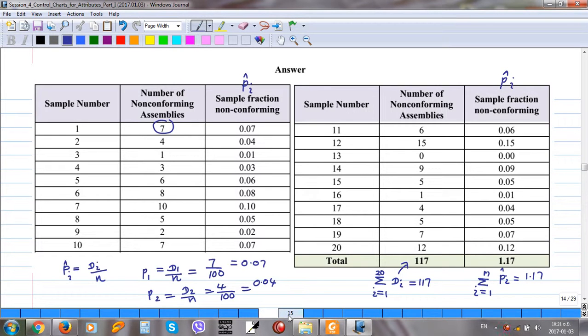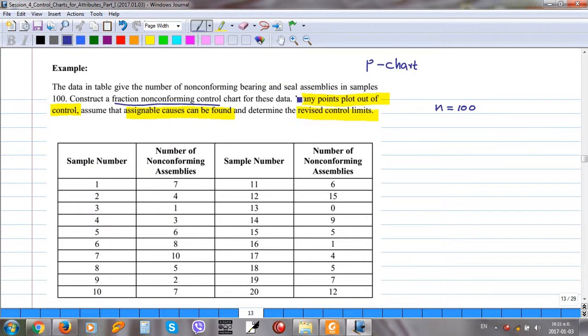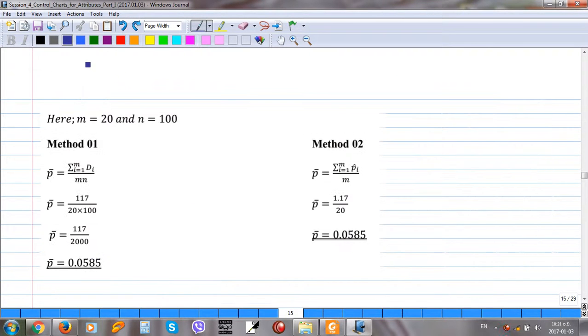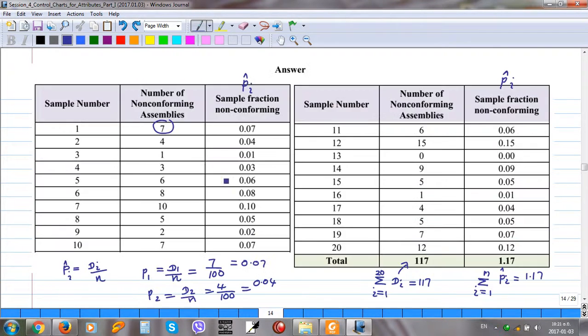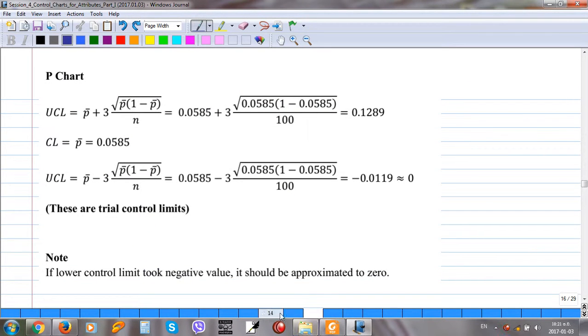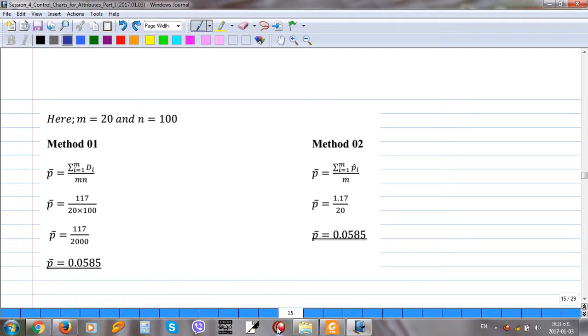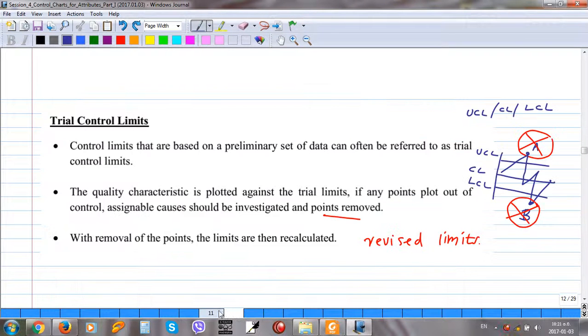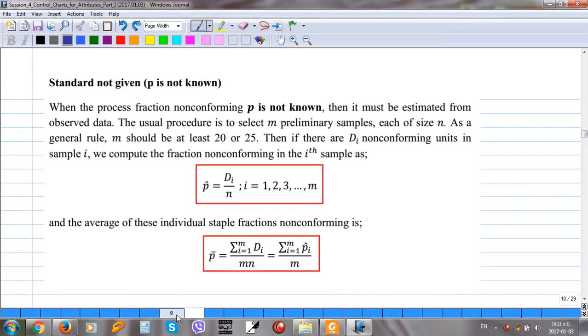Now here we have to revise the control limits. To find the control limits, first, since p is not given, we have to calculate p bar. We can calculate p bar using these two equations.